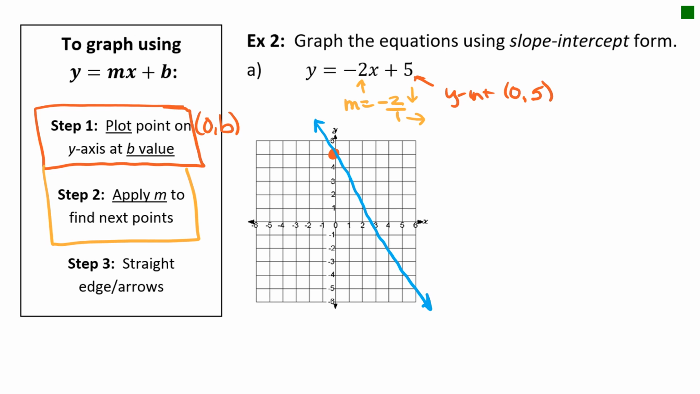Bada bing, bada boom. I'm going to erase these things because they really aren't part of your line. They were just directions to get there. That's what the slope is. It tells you how far up or down and then how far left or right.